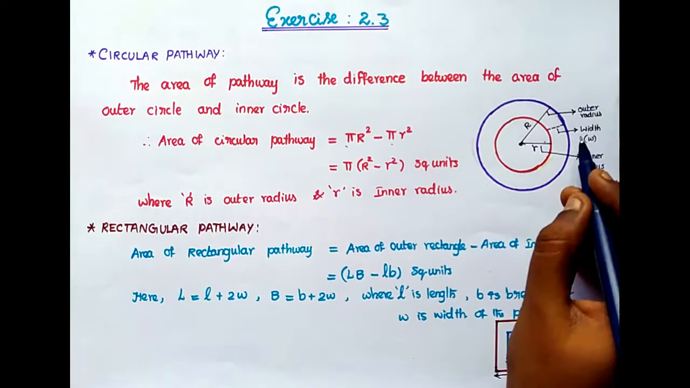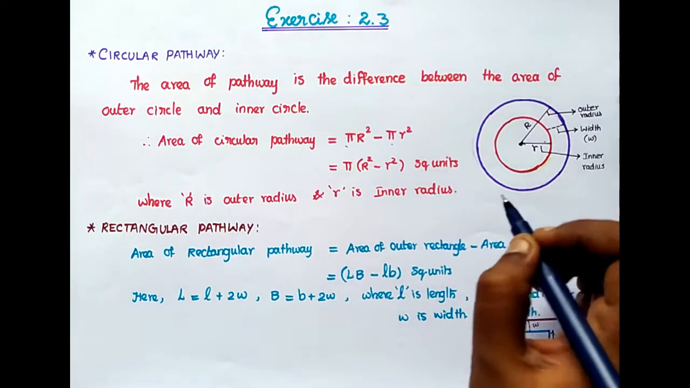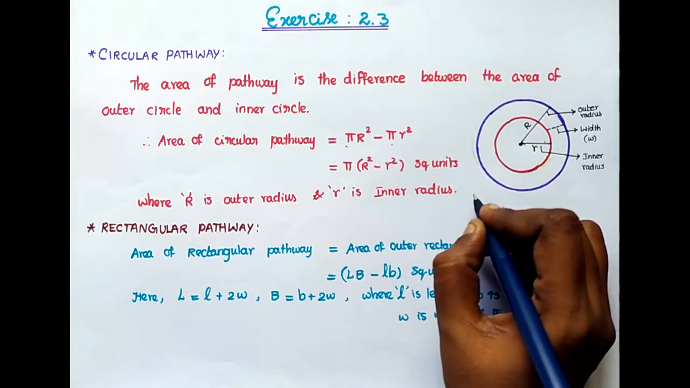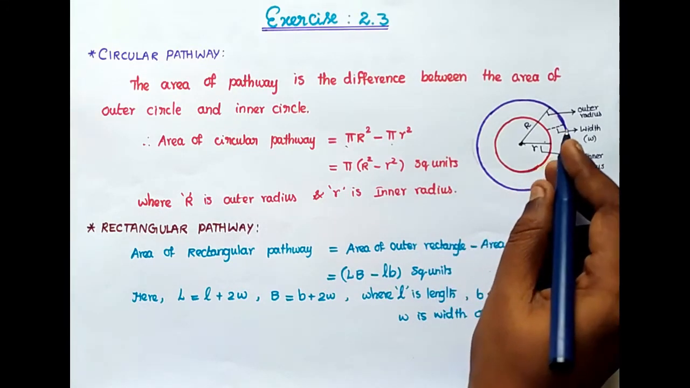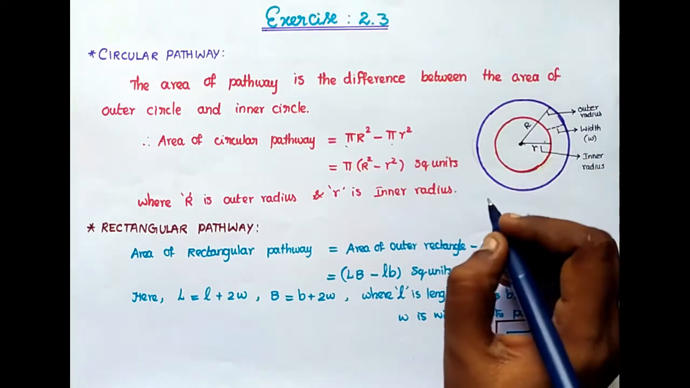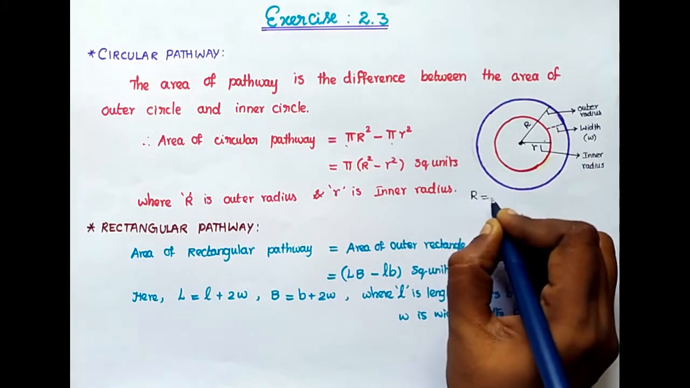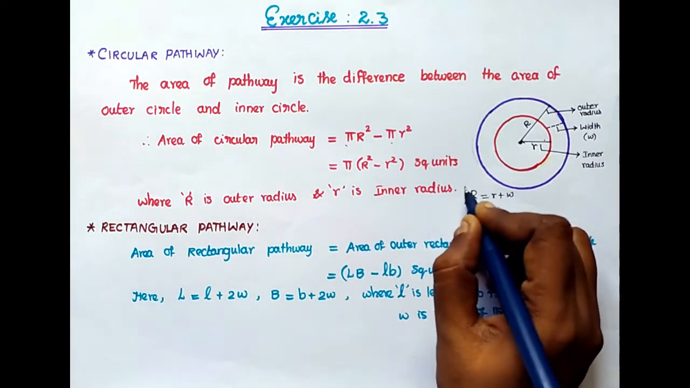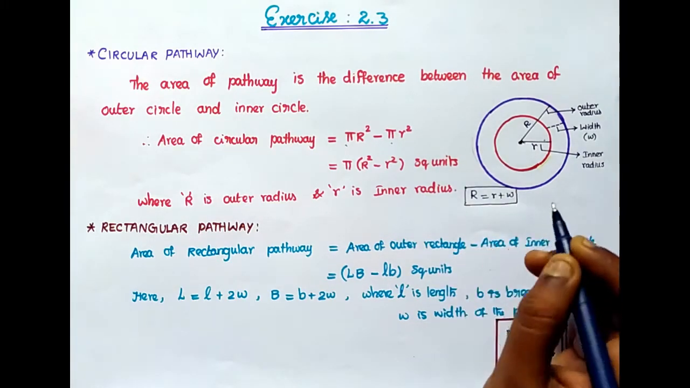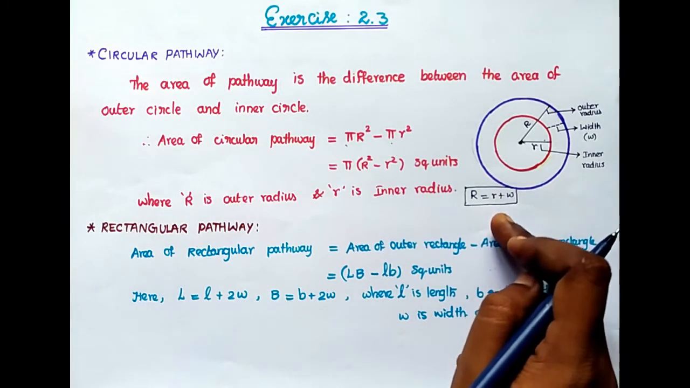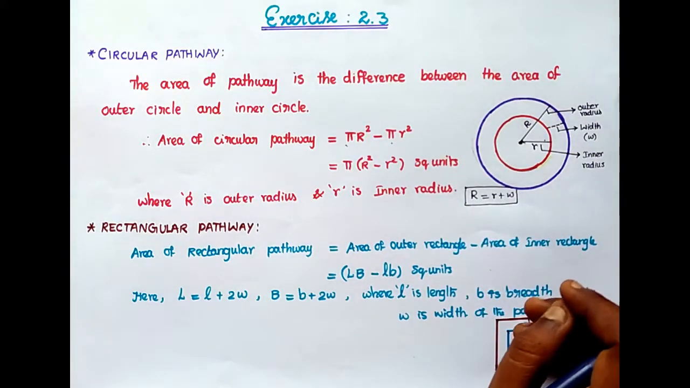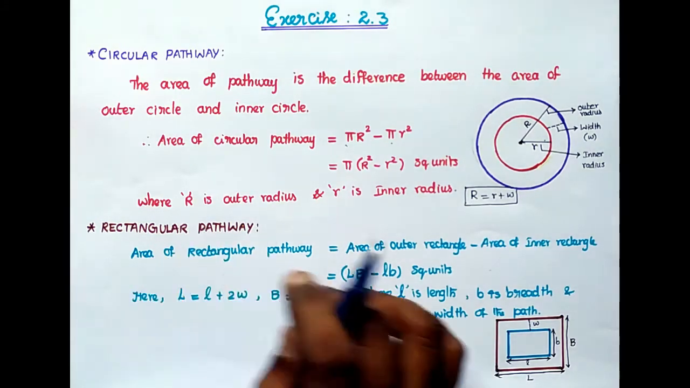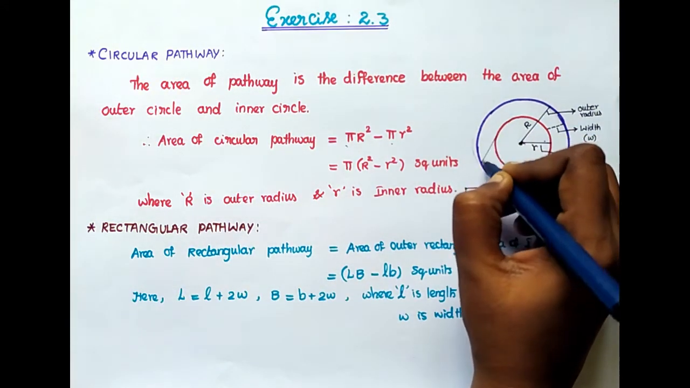Listen, this is the width, no? In case they give the radius and width, how will you find out the capital R? Capital R equals small r plus width. That is the formula to find the outer radius, right? Next one, rectangular pathway. Listen, which one is the pathway here in the circle? This is the pathway.